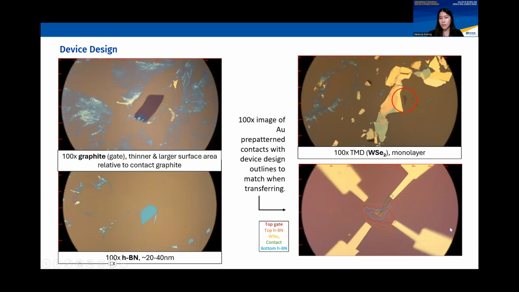And then at the bottom, I have a rough outline of the design of the device that I made, where the gold leads are already pre-patterned onto the silicon oxide wafer chip by electron beam evaporation. And then here is the contact and top gate piece, which touch the gold leads, and then HBN on the outside, and the middle yellow is the TMD or WSe₂.